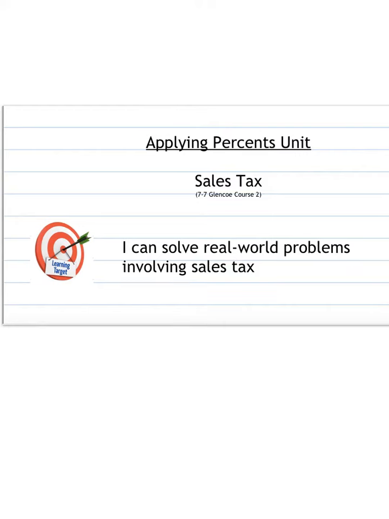Hello, sixth graders. We are on the applying percents unit, and our lesson today is on sales tax, which is 7-7 from our textbook. And our learning target today is: I can solve real-world problems involving sales tax.